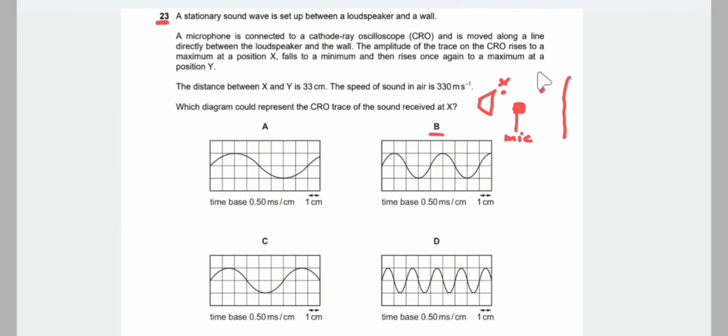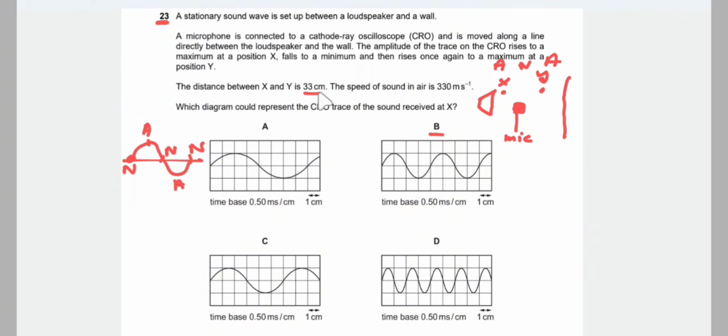So at position Y, it again rises to a maximum, and we know that for a stationary wave, let's suppose this is the baseline. The point with no displacement is a node and the point with the maximum displacement is the antinode. So here we can see maximum displacement at position X and position Y. Since maximum displacement, antinodes are produced at X and Y, and in between them there is a minimum, that is a node.